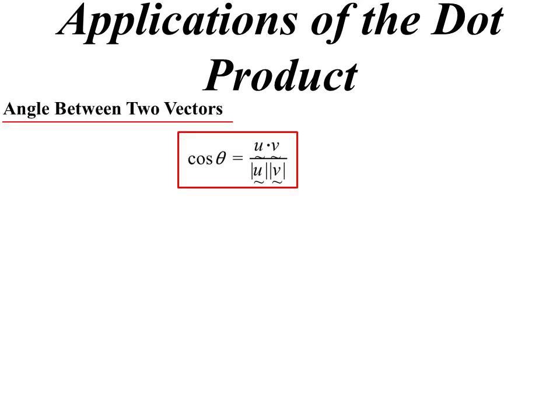So we looked at the dot product yesterday. Let's now look at some applications of the dot product. The angle between two vectors. We saw that in 2 dimensions.